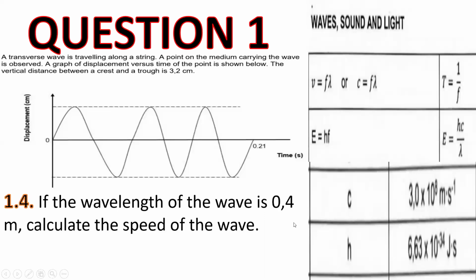Now, wavelength of the wave is 0.4 meters. Calculate speed. Now you know period, and then wavelength is given. They ask you calculate the speed. You know our rules. We must stop and try first. Please stop and try, stop video and try first.